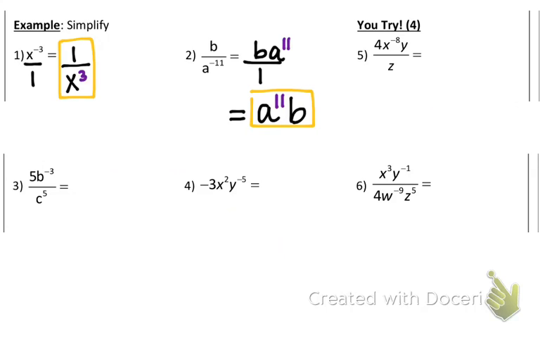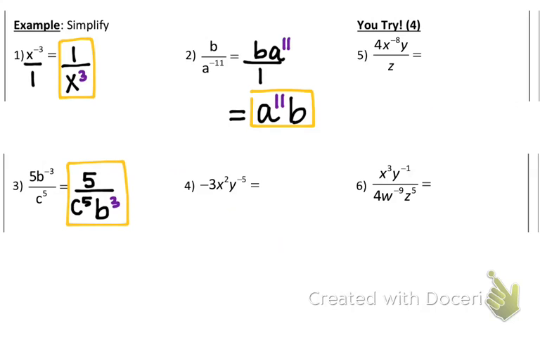In example 3, we only have one base that's being raised to the negative power. Only the b is being raised to the negative power, so that is the only base that's going to be moving. So our 5 will stay in the numerator, and our c to the 5th will stay in the denominator. The only thing that moves is what's being raised to the negative power. So if b started in the numerator, that flips to the denominator and then becomes positive.